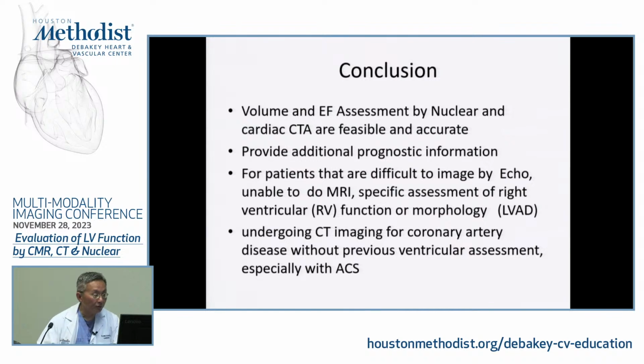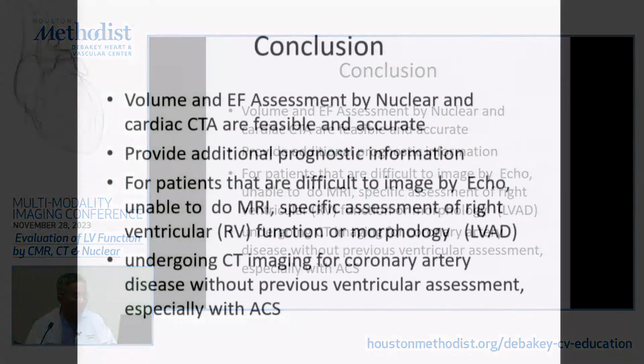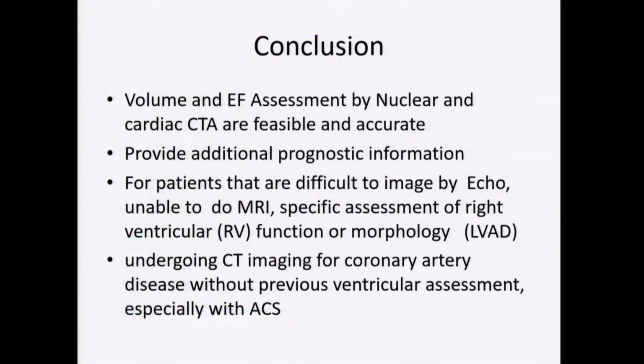So in conclusion, volume and EF assessment in nuclear and CT are feasible and very accurate, and importantly, provide additional prognostic information. I would add that they also improve your diagnostic accuracy. Interpretation of the study: in a patient with difficult images by echo or unable to do MRI, or if you want RV assessment, you can think outside the box besides echo and MRI. Gated SPECT study and CT could offer that if you really need it.